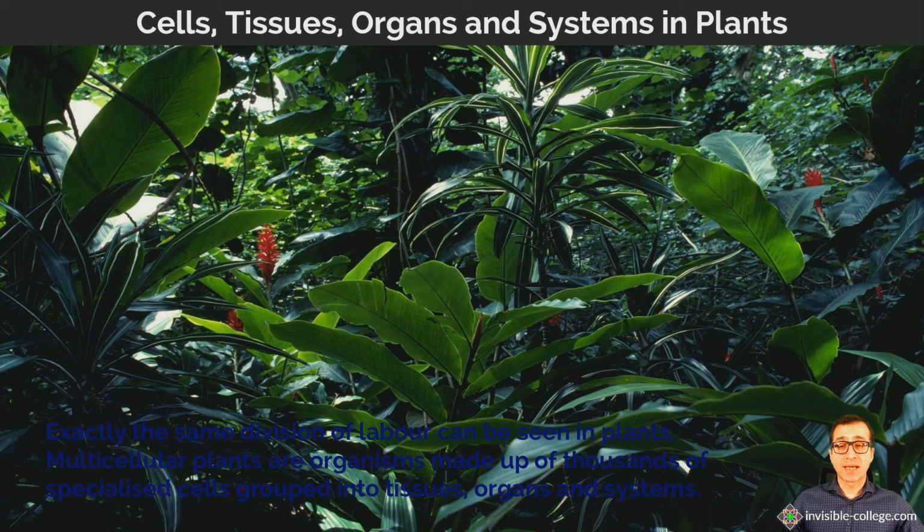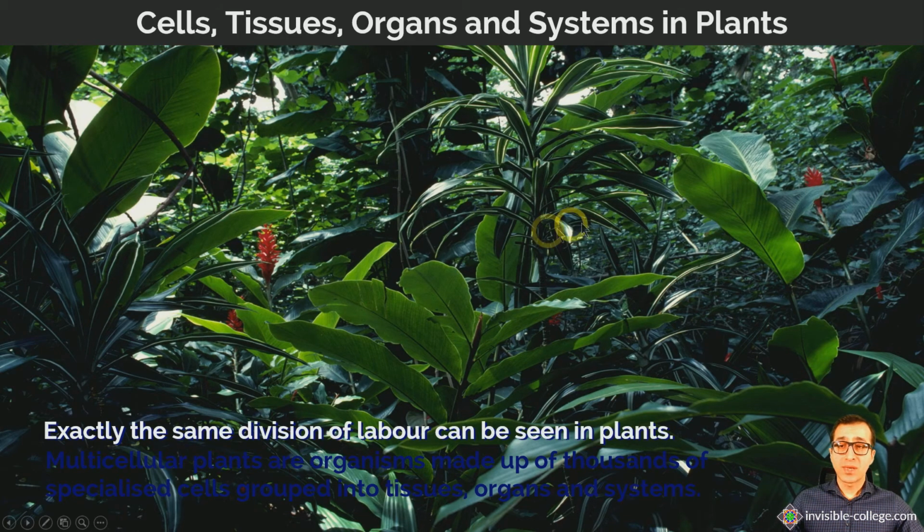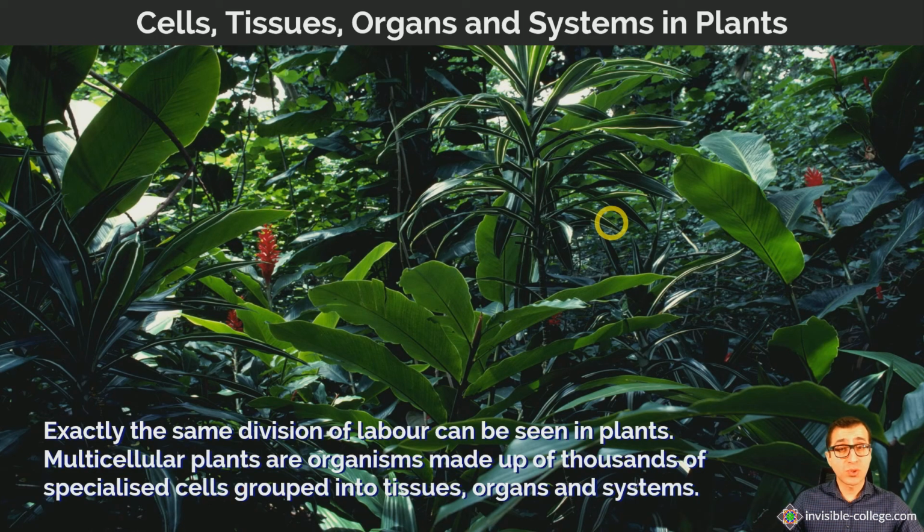So we've taken a look at animals. Let's now move on to look at plants. So the exact same type of division of labour exists in multicellular plants. These are made up of thousands of specialised cells grouped into tissues, organs and organ systems.